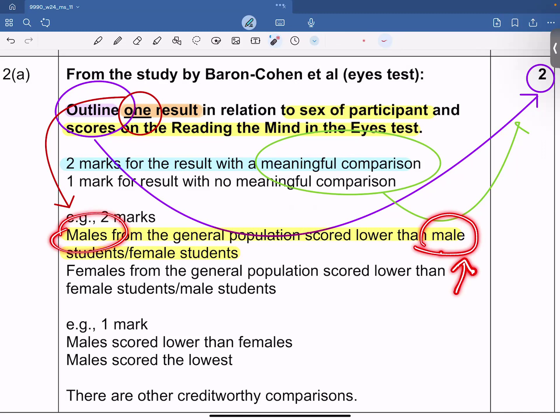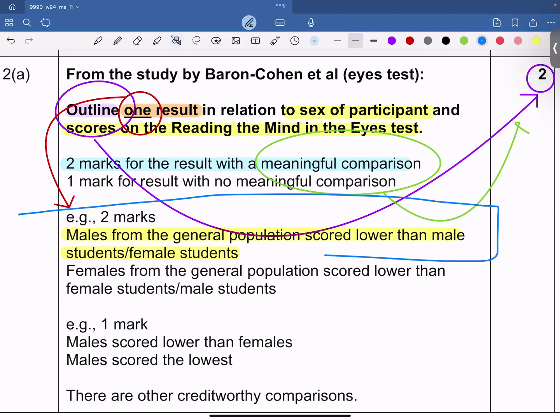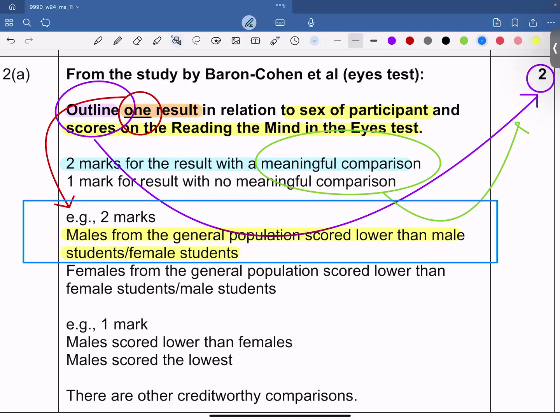Now, having a look at this particular example that I've just highlighted in a blue box here. This example provides a meaningful comparison because it shows a specific difference between two groups, the general population males versus student males and females, which highlights a gap in performance.